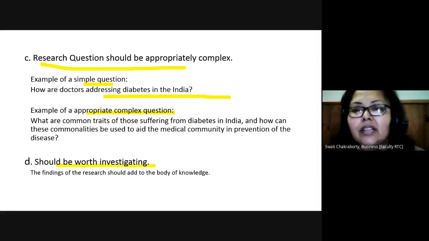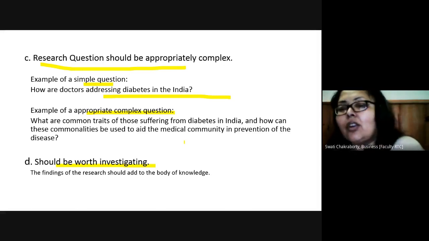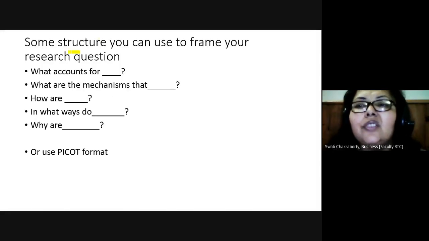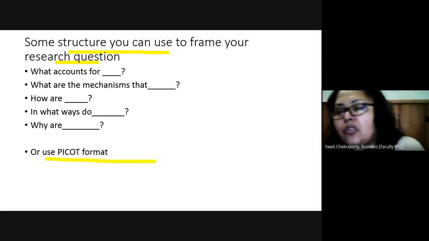The fourth criterion is that it should be worth investigating. The findings of the research should help in adding to the existing knowledge on that particular area. So here is some structure you can use when you frame your research question: what accounts for, what are the mechanisms, how are, in what ways do, why are. These are the things. Or you can use the PICO format.